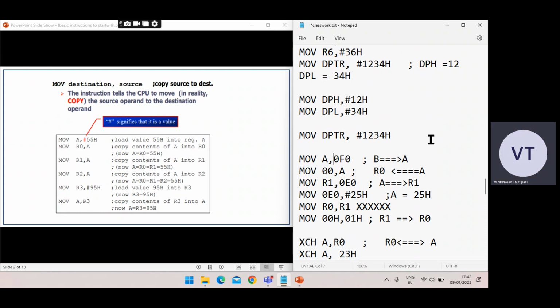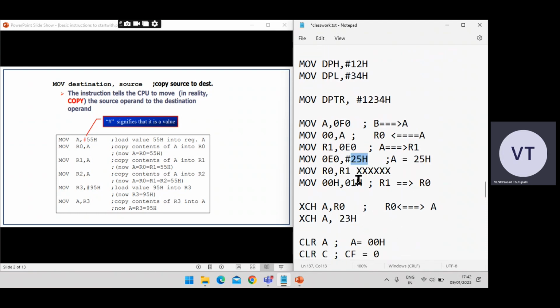If you put one pound symbol, hash symbol like this, then this is considered as a number. So here, if you see MOV 0E0, 0E0 is an address, and 25, because the pound symbol is there in front of that, this 25 is a number. MOV A, this 0E0 is the address of the accumulator, 0E0 comma #25H. You are initializing the accumulator with 25.